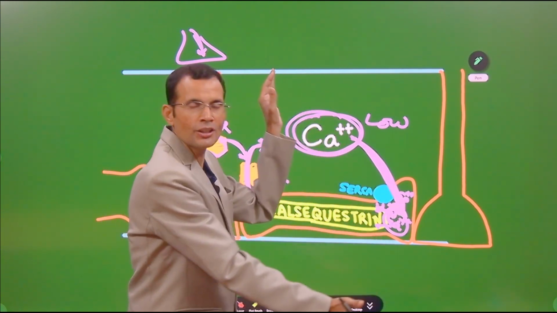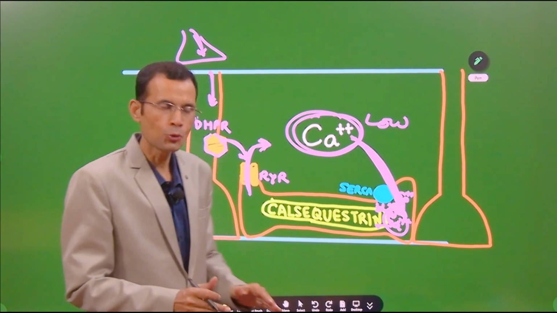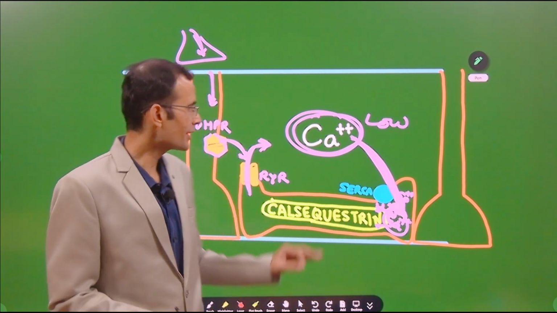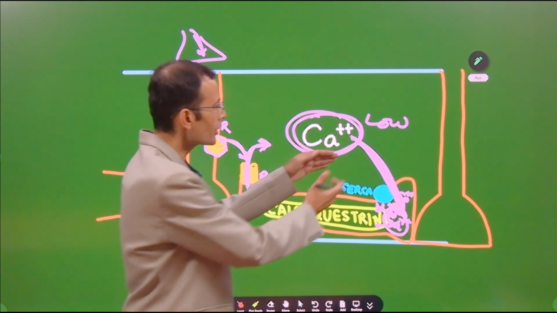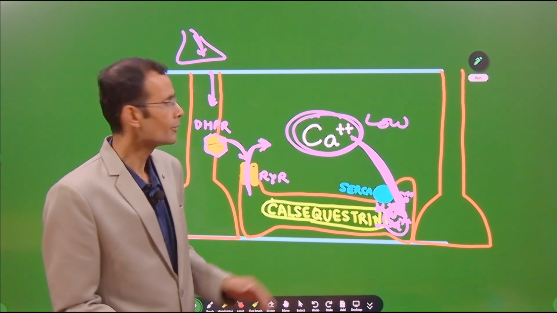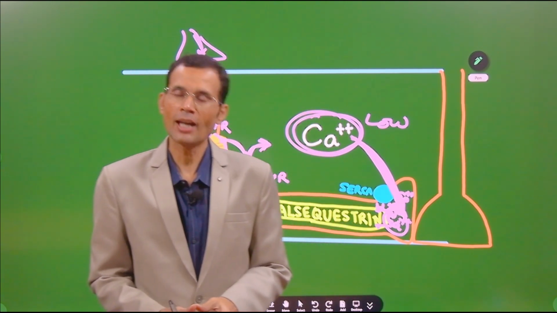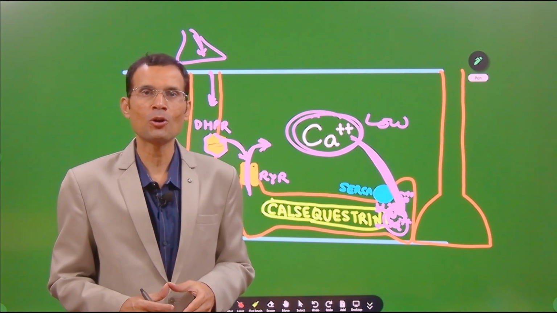If the concentration gradient is too wide, that will be a workload on the SERCA. So, by mopping up this ionic calcium, calsequestrin reduces the workload on the SERCA. It does not allow the concentration gradient from low to high to become too much wide. That's the function of the calsequestrin, and that's how it reduces the workload on SERCA.